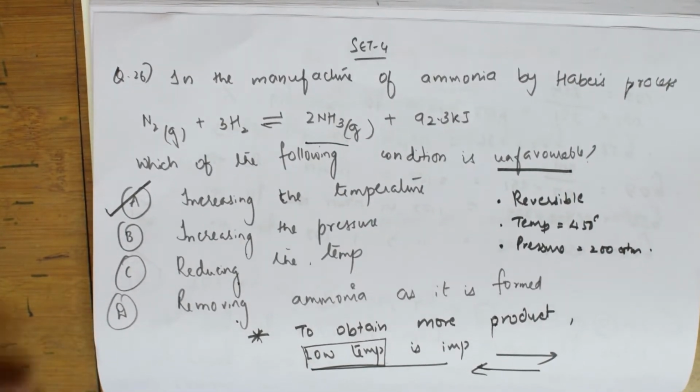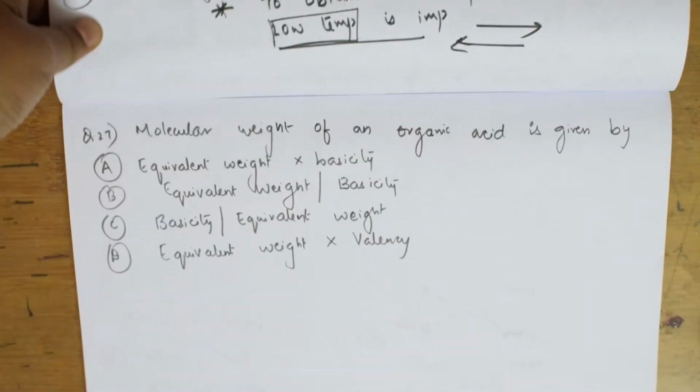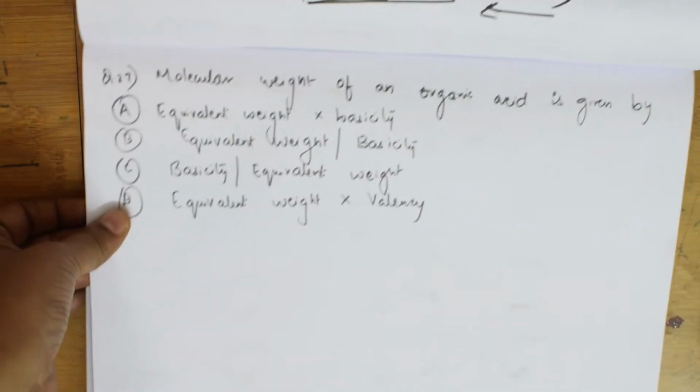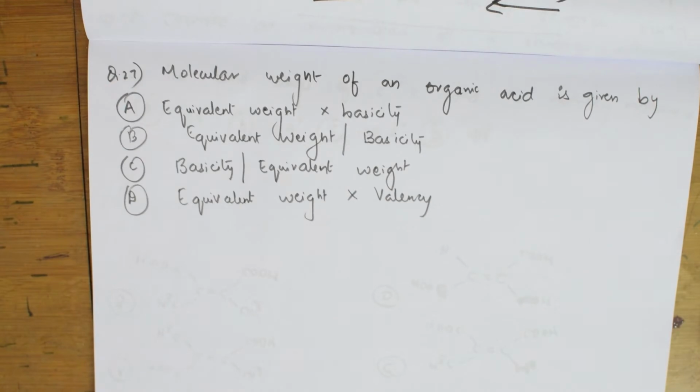Done. So let's come back and see one more question. Let me move my book further. Yes, let's see this. In this question, what is given? Let's read. Molecular weight of an organic acid is given by equivalent weight into basicity, or basicity by equivalent weight, or equivalent weight into valency.